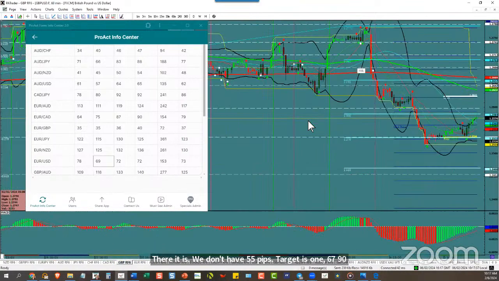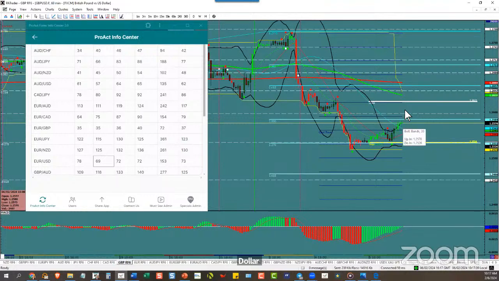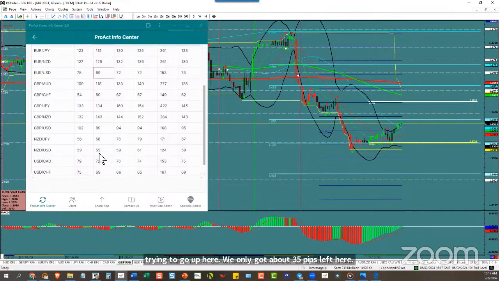Pound dollar underway, trying to go up here. We only got about 35 pips left here. The target is at 26.23, and pound dollar has an ATR of 89 pips, which is also a fib sequence number. All right.